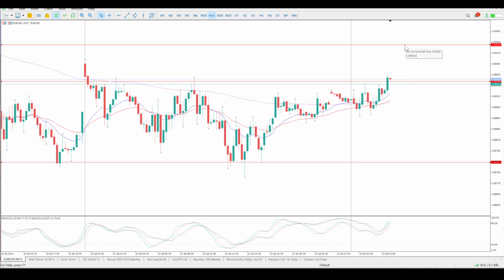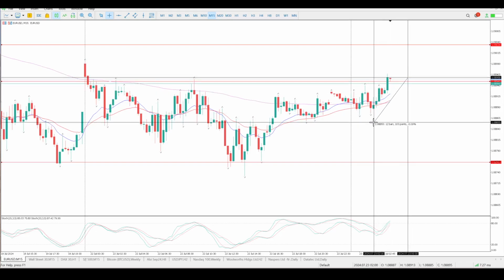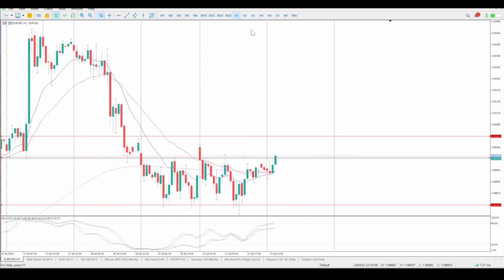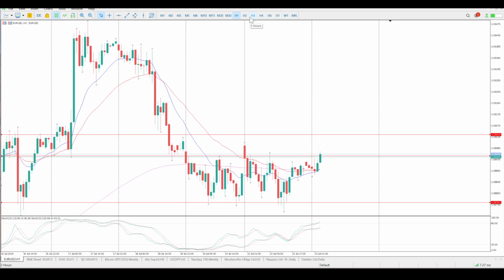It'll probably bump its head at 1.09034, come back, build a base, and that pullback to build a base would be nice around here at 1.08950. That would be an opportunity for a long, because look at my risk. My risk is going to be 100 points, and the upside potential is massive, providing we break above 1.09.